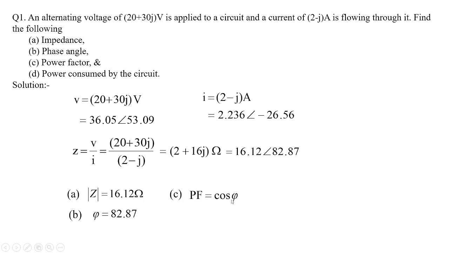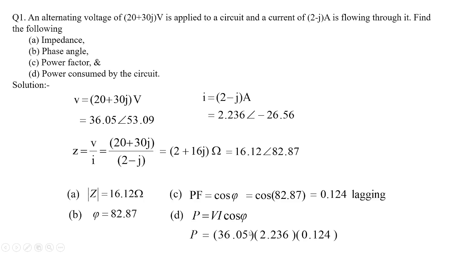The power factor is given by cos phi. So simply apply the value of 82.87 under cos, and you get 0.124. Remember, it's an RL circuit, so the power factor is lagging. And the power value is given by VI cos phi. Substituting the values, we get the power as 9.99 watts.